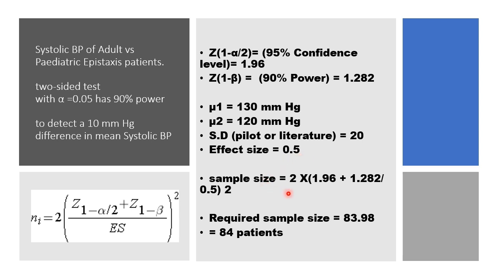So the sample size would be equal to 2 multiplied by the z-score for the level of significance, 1.96, plus the z-score for the power, 1.282, all divided by the expected effect size, 0.5, all squared. The required sample size would be 83.98. That is the least number of cases. So we need 84 patients in each arm of the study.